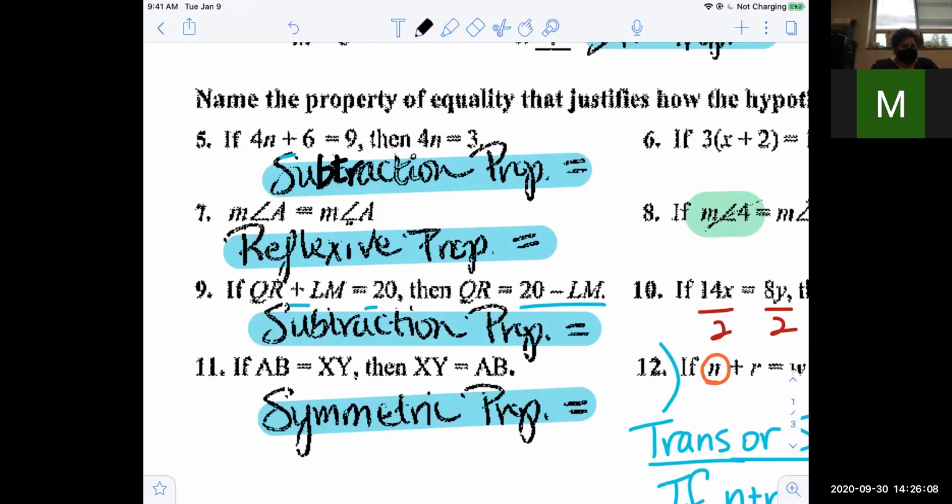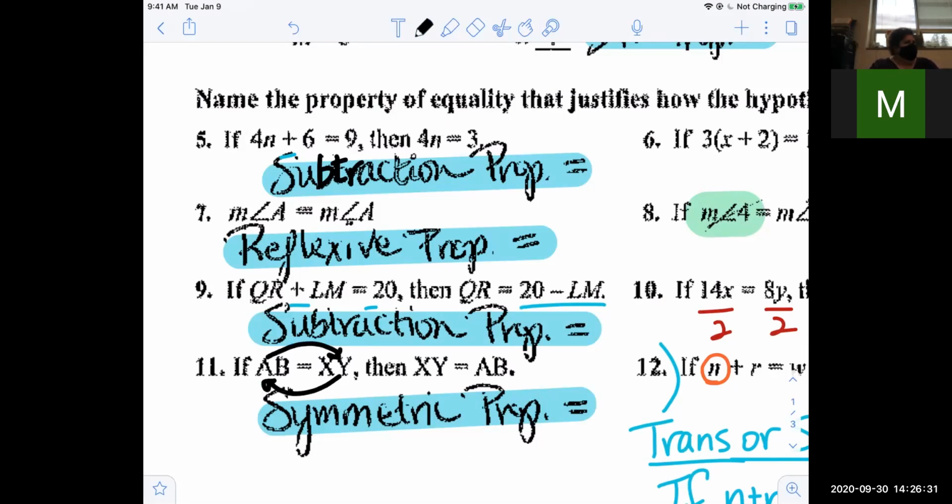Tell me why this is symmetric. Why is that symmetric? What do you mean it's the same thing? Right. When you switch the sides, that's symmetric. Symmetric is switching the sides.